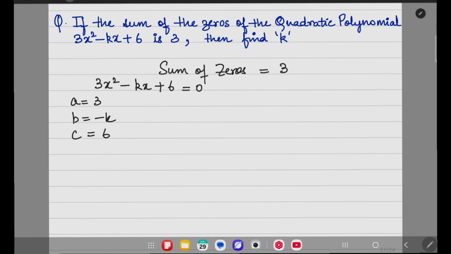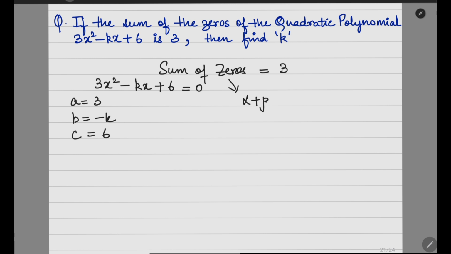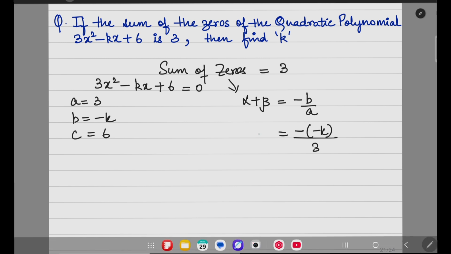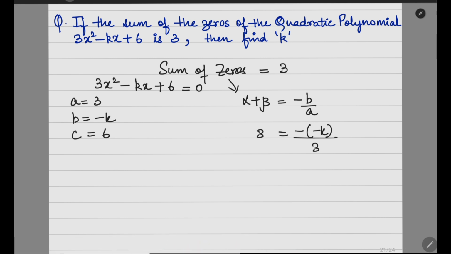So you are given sum of zeros, right? So what is alpha plus beta? It's equal to minus b by a. Yeah. So what is minus b by a? Minus of minus k by 3 is nothing but k by 3. And this alpha plus beta you already know, right? It is also equal to 3. Correct? Yeah. You are also given that. So therefore, I can write k is equal to, just cross multiply, 9. Okay. So you have easily found out. Am I right?